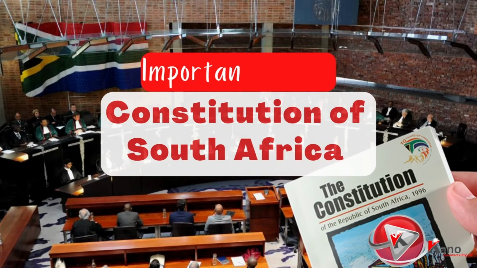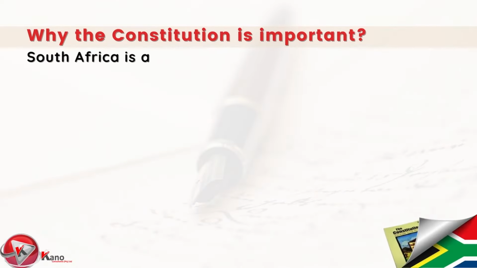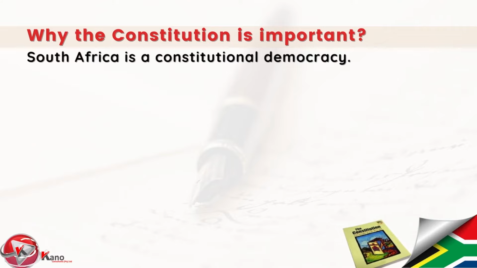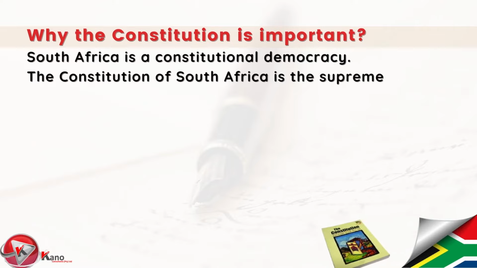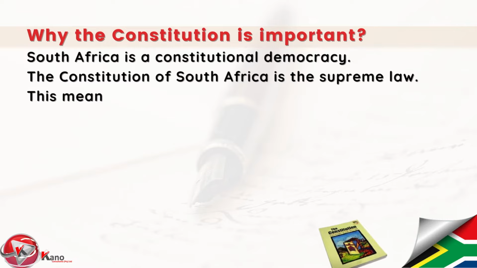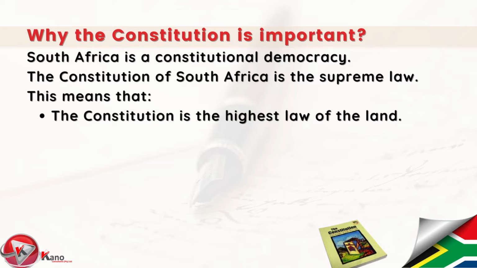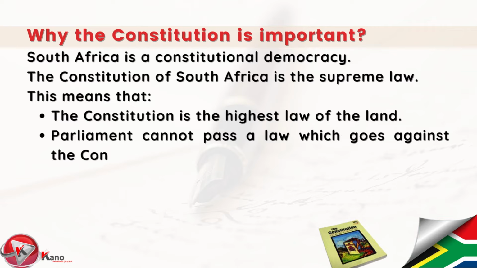In conclusion, we discuss why the Constitution is so important. South Africa is a constitutional democracy. The Constitution of South Africa is the supreme law in South Africa. This means that the Constitution is the highest law of the land. Therefore, Parliament cannot pass a law which goes against the Constitution.